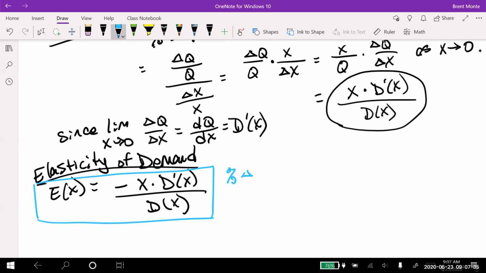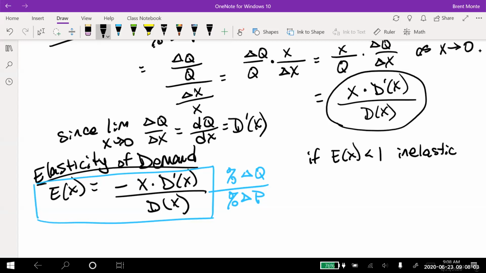So we need to remember that, but remember what it represents. It's the percent change in quantity over the percent change in price. In other words, when we change the price a certain percent, what percent does that change the quantity? Okay, so we have elasticity, and there's a couple things we need to know about this. One, if E of X is less than 1, we call that inelastic.